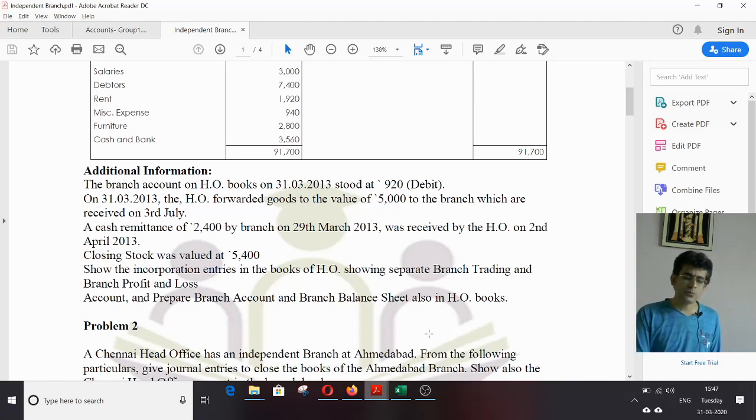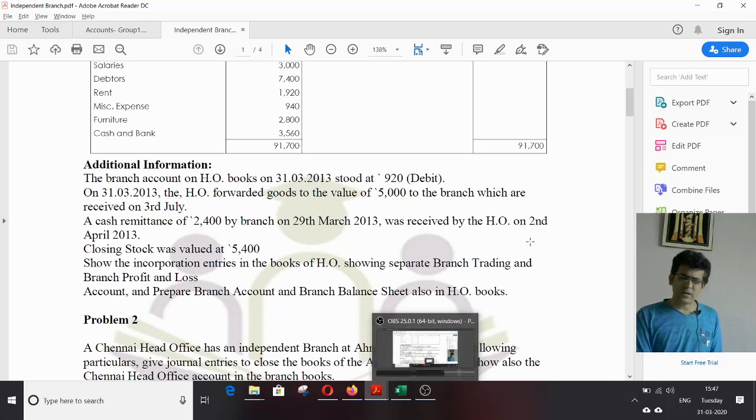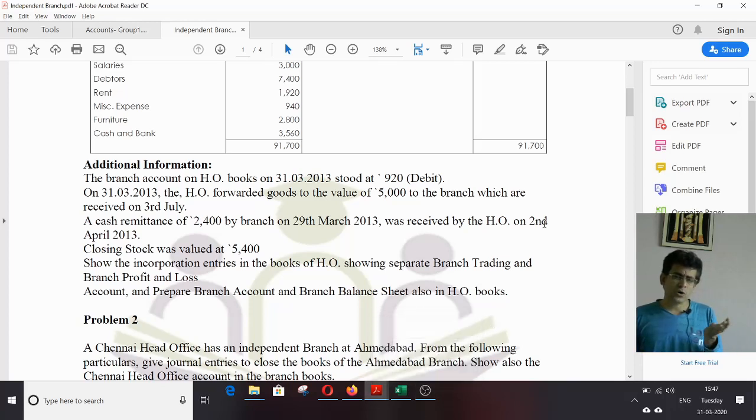He is asking you to pass the journal entries. He is also asking you to prepare your trading account and profit and loss account, and also prepare a branch account and branch balance sheet, everything in the head office books. Now it's a quite simple problem. See, generally the complicated situation is what? I need to bring these balances, then I need to prepare the consolidated head office plus branch. That could be something challenging. So in this case we are just bringing the balances of the branch into head office. That's it. We are not consolidating. Clear? So let us start with this.